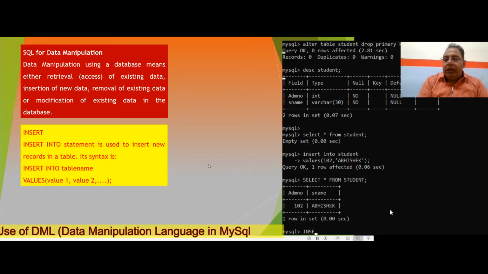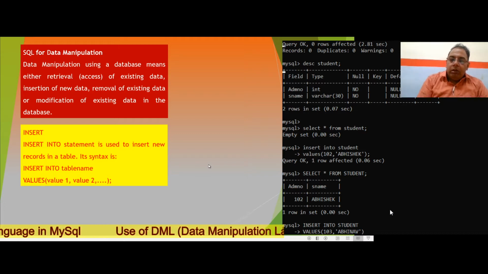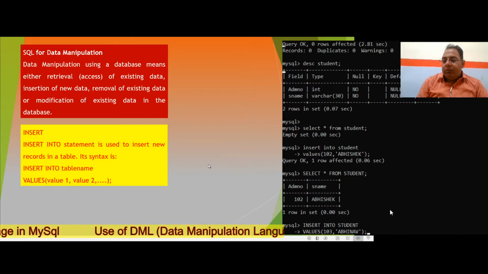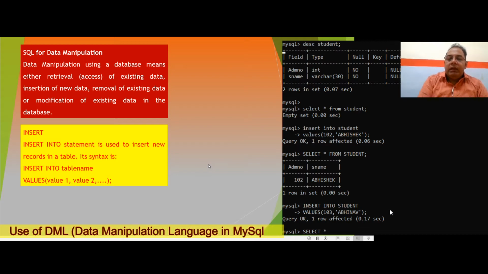Now I want to add one more record into the table. Again I will write INSERT INTO, then the name of the table, then VALUES, and then give the value and put the name again, close my brackets, put the semicolon at the end and press enter. Now one more record is added into the table. We can see it by using a SELECT statement.